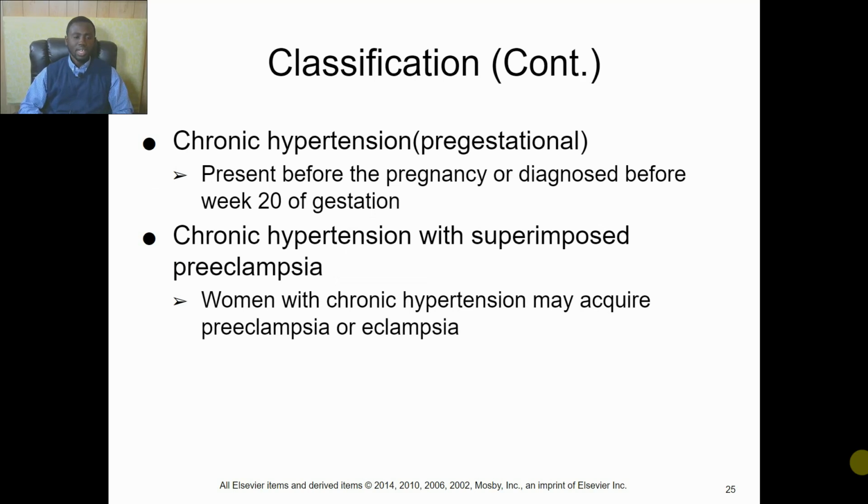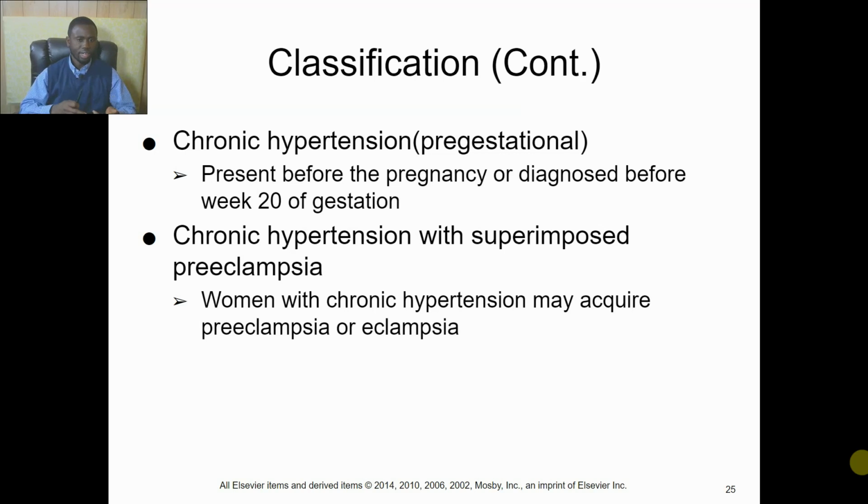Chronic hypertension or pre-existing hypertension is diagnosed and treated before the 20th week of gestation. And remember that gestational hypertension is diagnosed after 20 weeks of gestation. So if the woman had pre-existing hypertension, that means we will find out during the first prenatal visit, which will normally be in the first trimester, within 12 weeks, so it will be less than the 20 weeks.